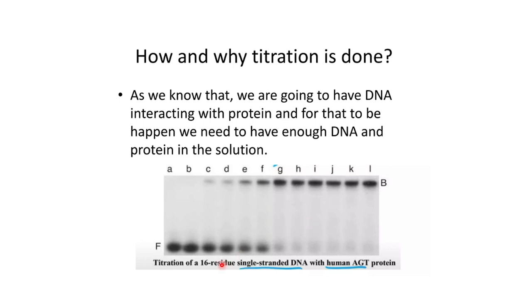This is the titration profile of a 16 residue single-stranded DNA with a human AGT protein. You see that these lanes have decreasing DNA content, and here you have increasing protein. You see the free DNA, free DNA, free DNA, and the complex starts to form. With the increasing protein, you can see that the band intensity gets thicker and thicker. This is your protein-DNA complex, where F is the free DNA, and this is the bound complex.